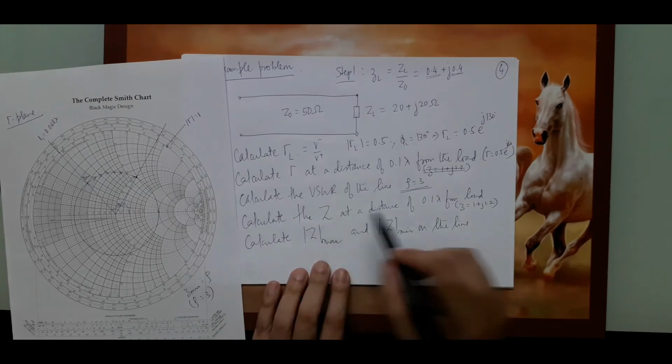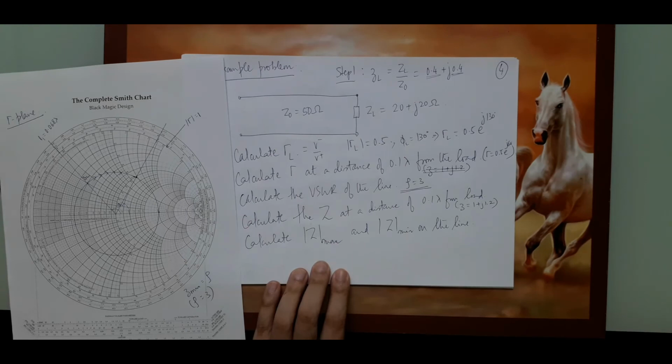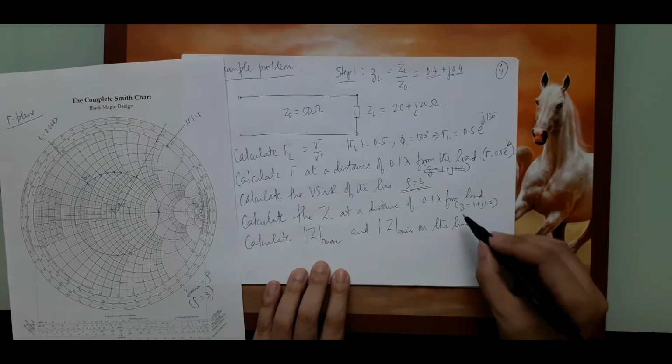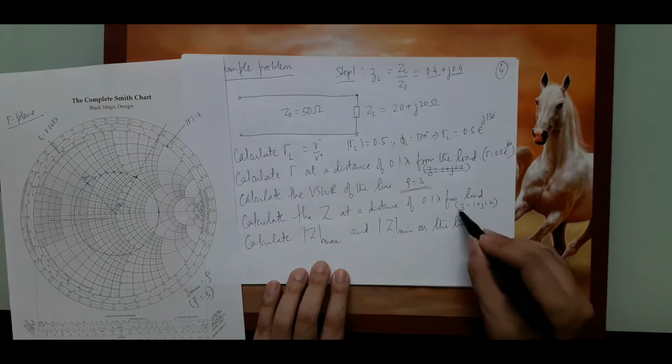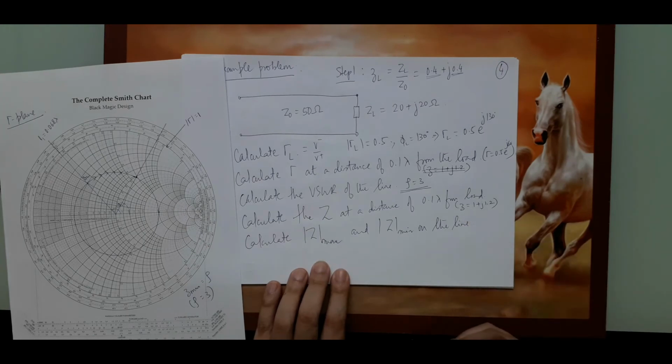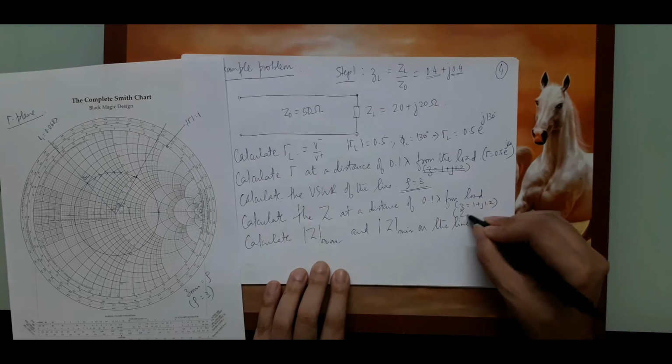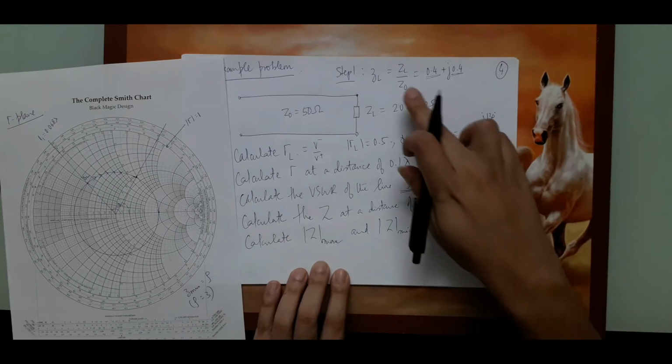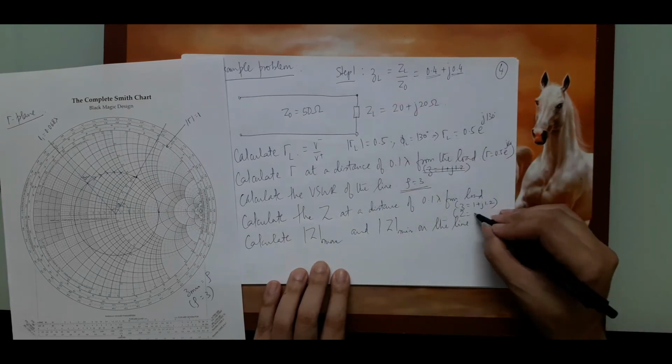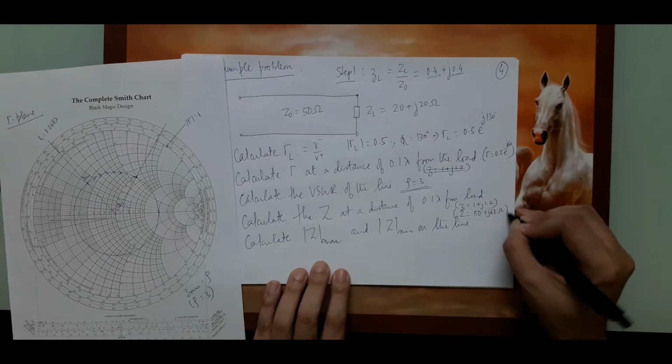To calculate the impedance at a distance of 0.1 lambda from the load, you get the normalized impedance as small z equals 1 plus j1.2. So the absolute impedance is nothing but multiplying it by the characteristic impedance, which will give you 50 plus j60 ohms.